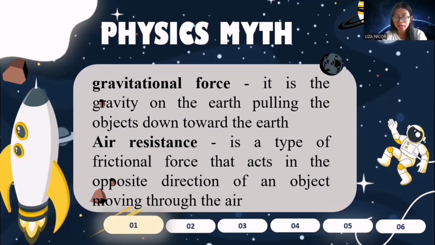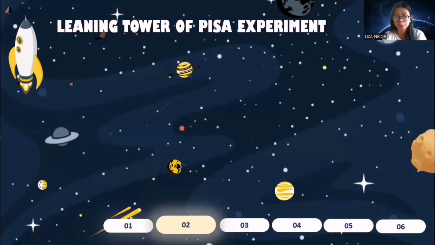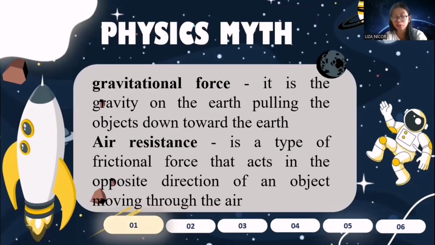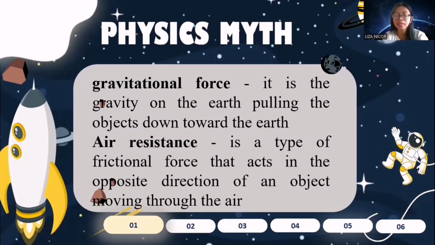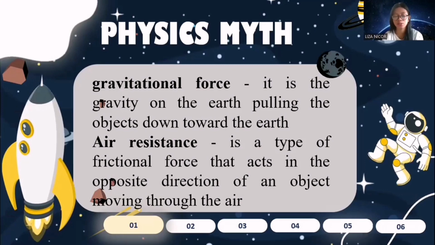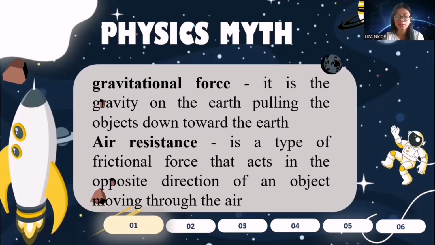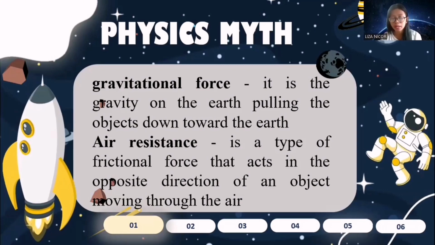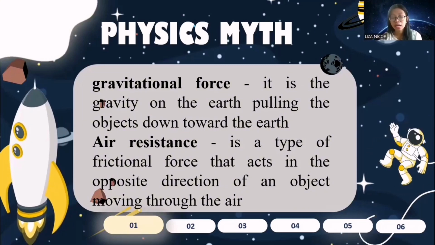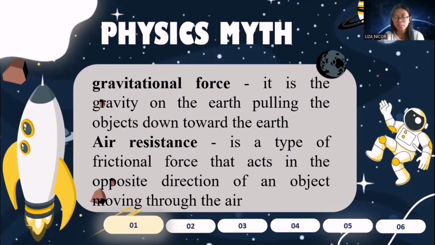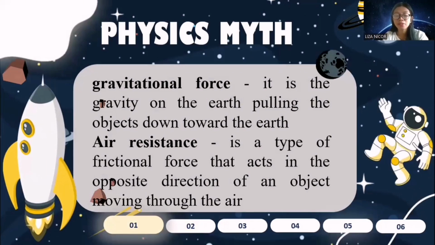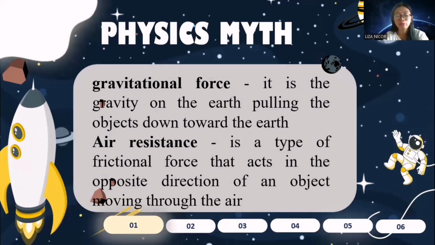Let's define air resistance. Air resistance is a type of frictional force that acts in the opposite direction of an object moving through the air. The force of air resistance depends on two factors: the speed and the size of the moving object. An object that catches more air falls slower.